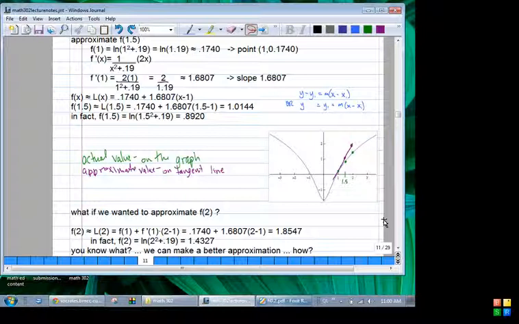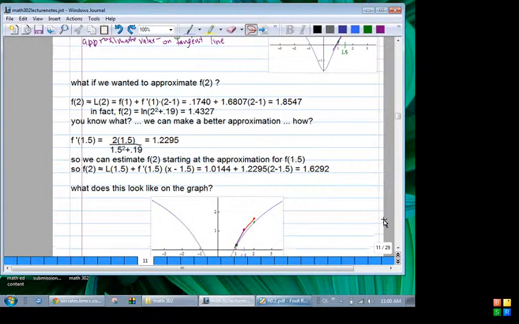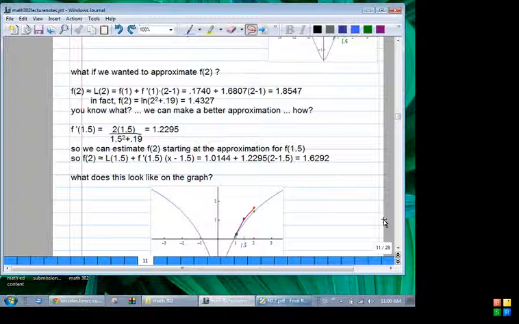So here's what we're going to do. Once we have our approximation, so at x equals 1.5, our approximate value was 1.01. Well, we're not going to keep foolishly heading off in that direction. We're going to adjust. And the way we adjust is by figuring out what the slope should be now. So we know, at x equals 1.5, where are we? Okay, over here.